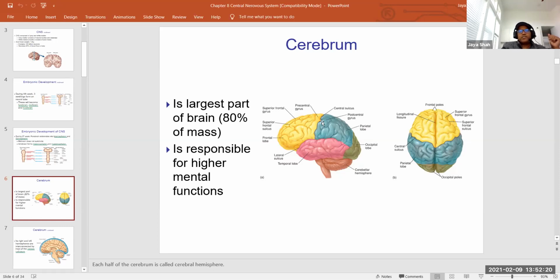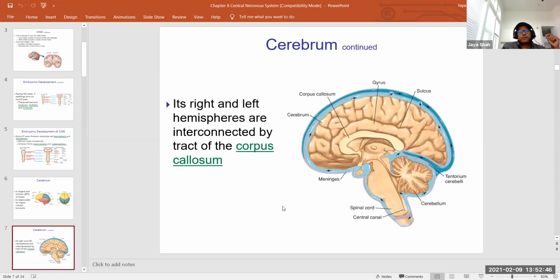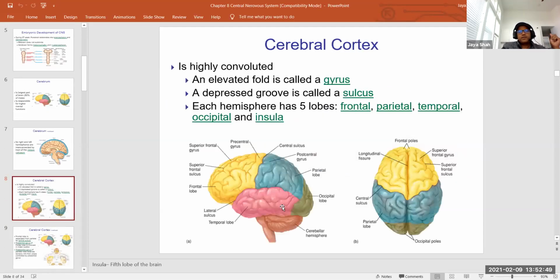In the brain, you can see in front of the central sulcus a strip of gray matter, the precentral gyrus. Behind it is a strip of gray matter, the postcentral gyrus. The precentral gyrus is the motor area of our brain, and the postcentral gyrus is the sensory area of our brain. We talked about gyrus, sulcus, and all the lobes.